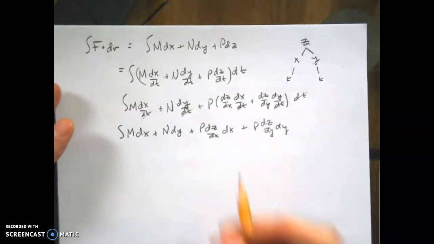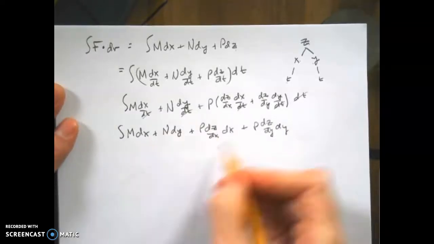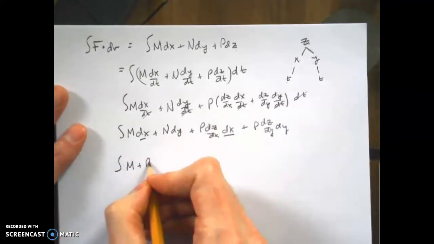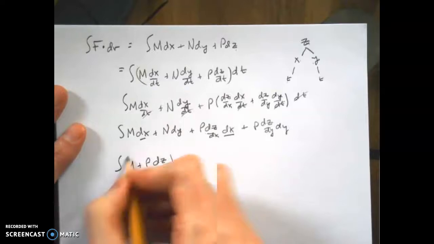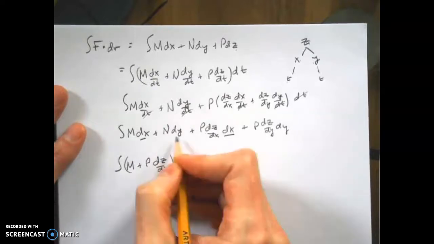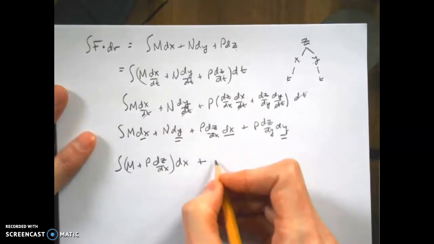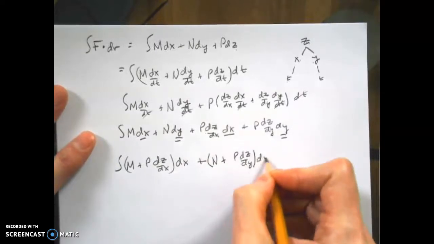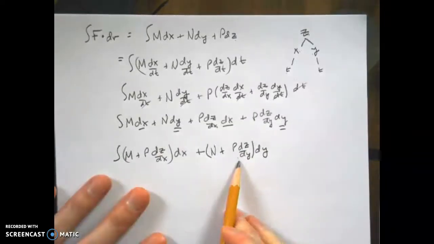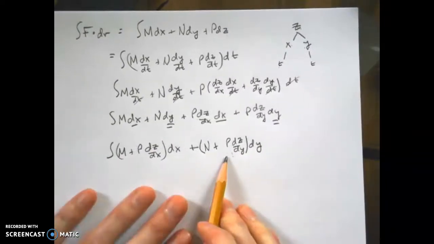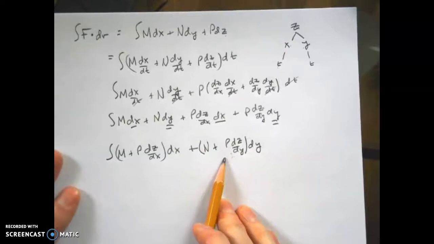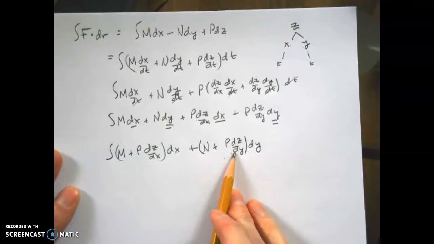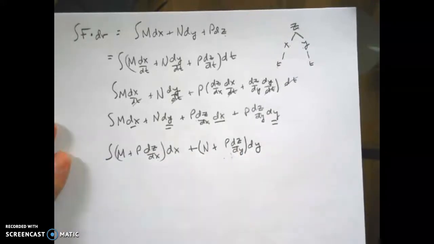Okay. Now I want to put all of the dx's together. So this one and this one I'm going to put together. So I've got m plus p dz/dx times your dx plus, and I want to put the dy's together. So I've got n plus p dz/dy dy. Okay. So at this step here, notice everything now is in terms of x's and y's. Even though I've got a dz/dx, that's going to be in terms of x's and y's. And that's going to be in terms of x's and y's. So this looks a lot like Green's theorem.